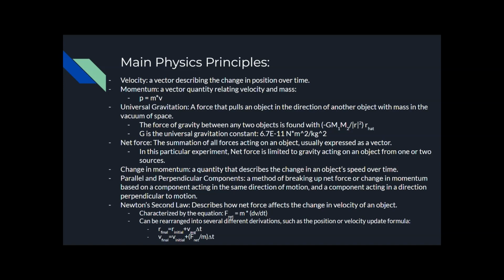Net force is the summation of all forces acting on an object, usually expressed as a vector. In this particular experiment, net force is limited to gravity acting on an object from one or two sources. Change of momentum is a quantity that describes the change of an object's speed over time.